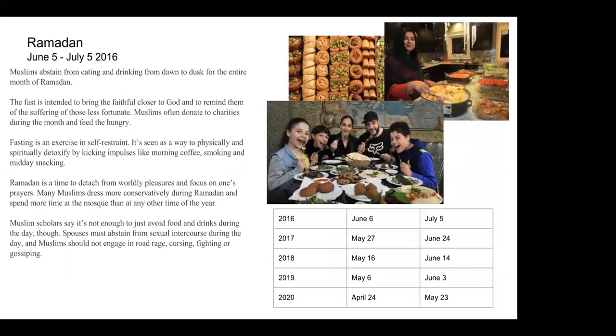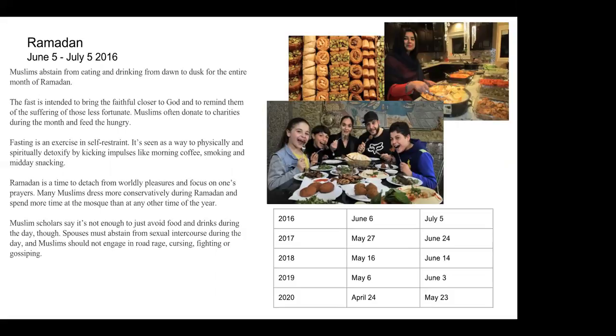Ramadan is one of the holidays that is celebrated in Pakistan. It's a Muslim holiday, and you abstain from eating and drinking from dawn to dusk the entire month. The intent is to be closer to God and to remind themselves of the suffering of those who are less fortunate. Fasting is a part of self-restraint, and it is a way of detoxifying yourself.